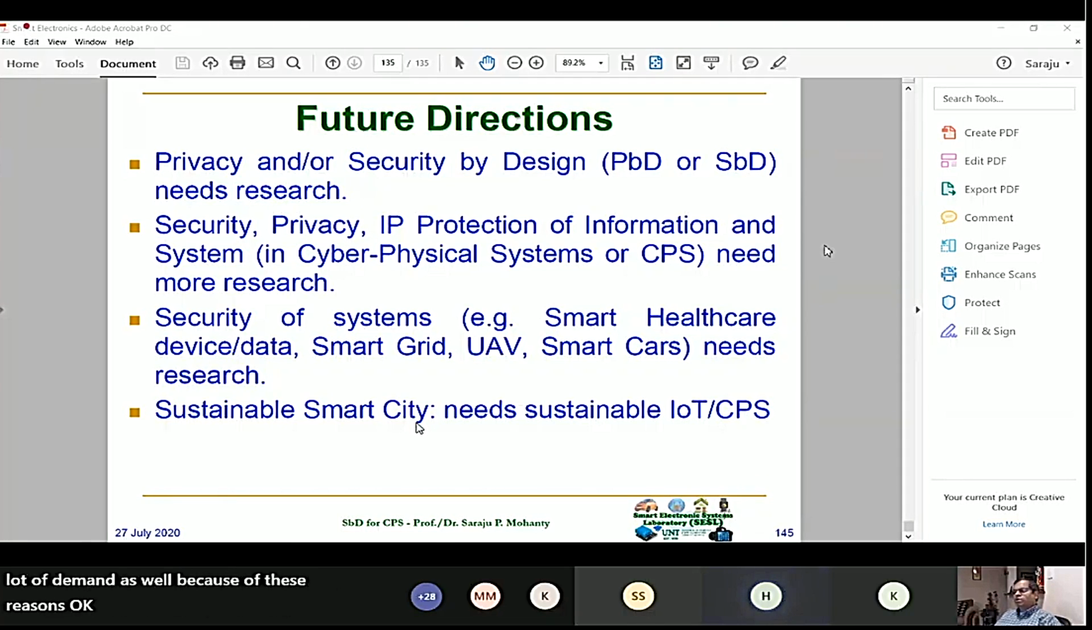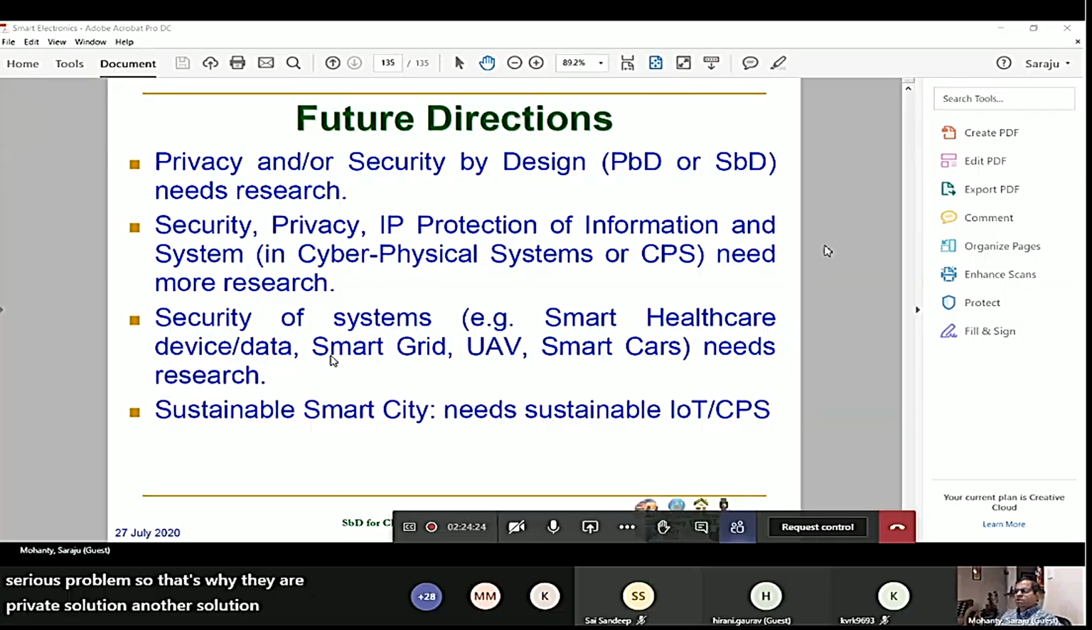Particularly in the US, even my spouse cannot see my healthcare data unless I give the consent. That's why this is a much more serious problem. So that's why there are private solutions, and other solutions are being explored. A lot of solutions are available, and people always want better solutions, but they are there.